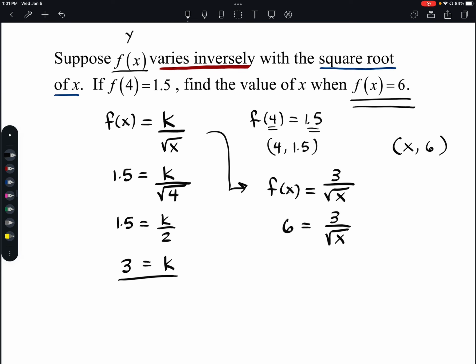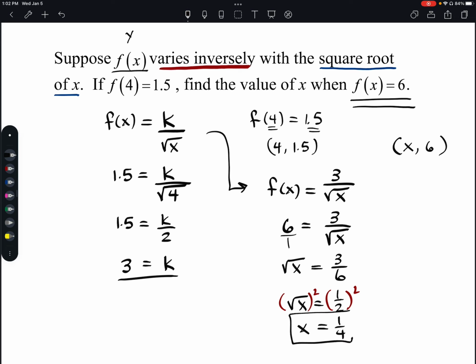And with this one, you could cross multiply, treating it like a proportion. You can also just swap your values. You could say the square root of x would equal 3 divided by 6. And then we know 3 divided by 6 is really 1/2. So the square root of x is equal to 1/2, and then we'll just go ahead and square both sides, and we will get that x equals 1/4. So we know here that f of 1/4 should equal 6.